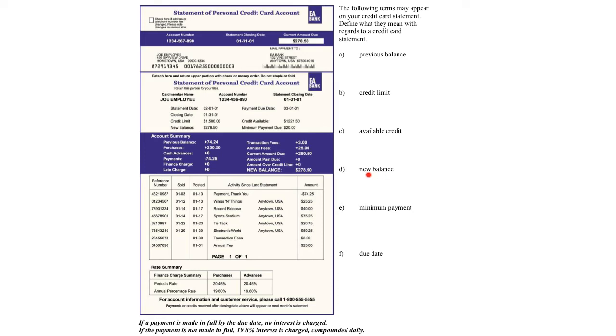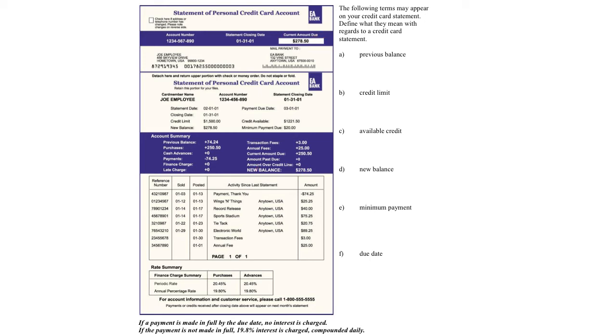The new balance is different than the previous balance. If previous balance was what you owed last month, new balance is what you owe this month. And you'll usually see it in a couple different spots. Here we see it here. New balance, $278.50. We also see it up here, current amount due. They mean the same thing. So the amount you owe, or the amount due, is your new balance.